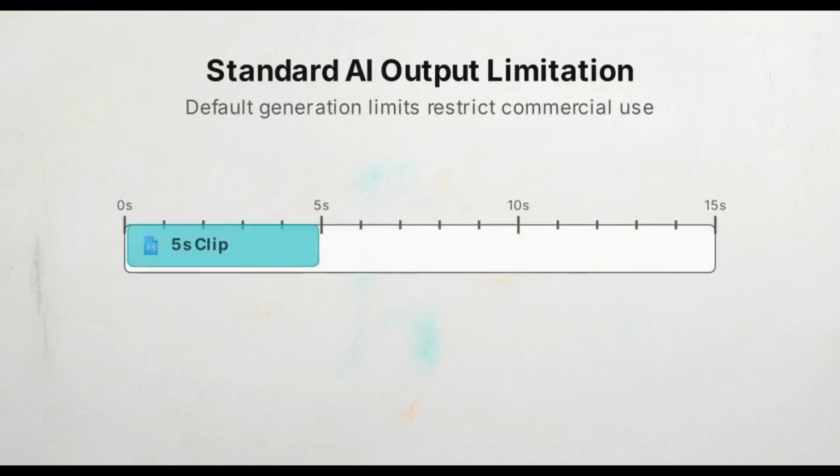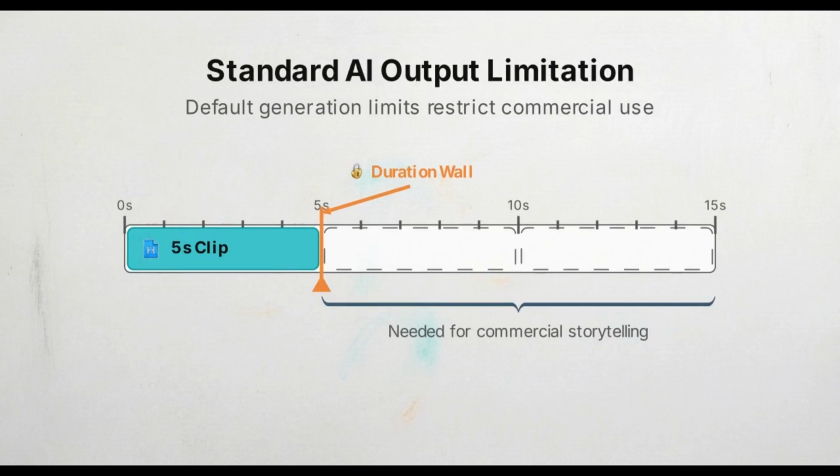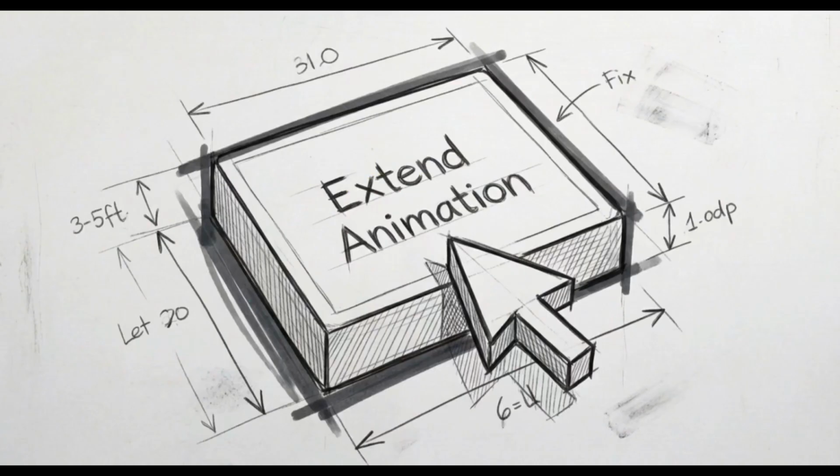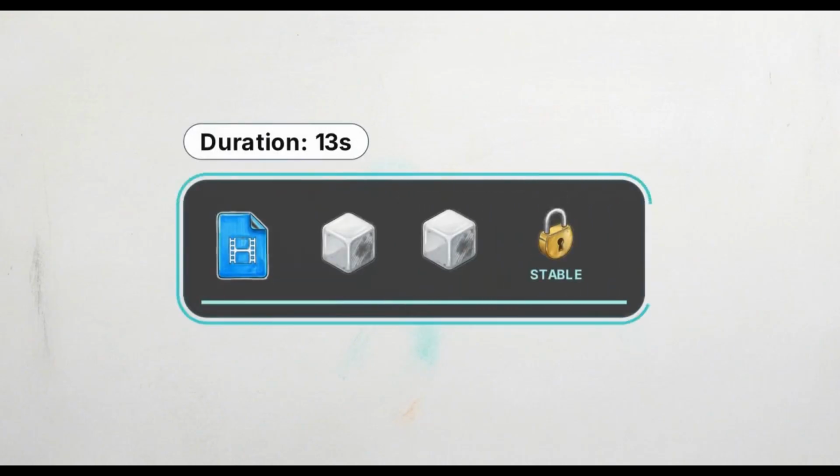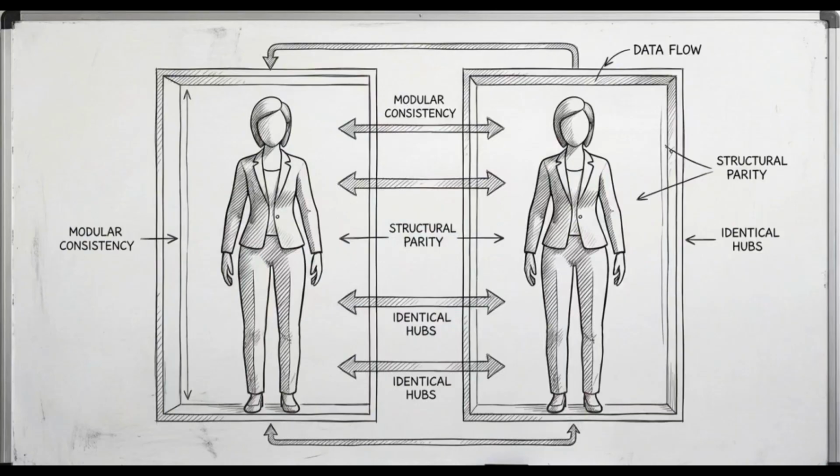Most AI video generators default to 5-second clips, which are often too short for meaningful storytelling in a commercial project. To fix this, use the Extend Animation feature. This pushes the clip to 13 seconds, while keeping the character's features and the background stable. Using this extension tool gives you a long-form character asset that remains visually consistent, which is typically a feature reserved for paid platforms.